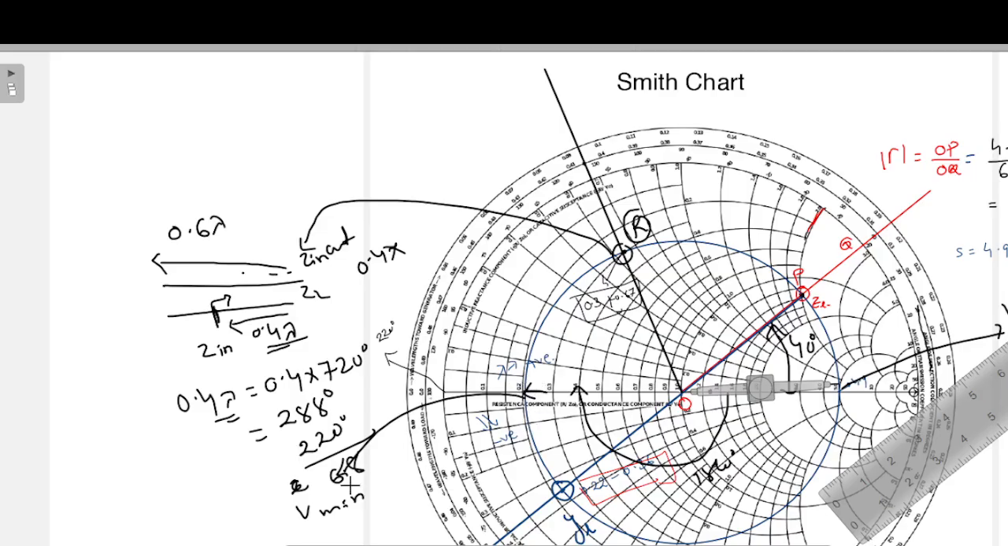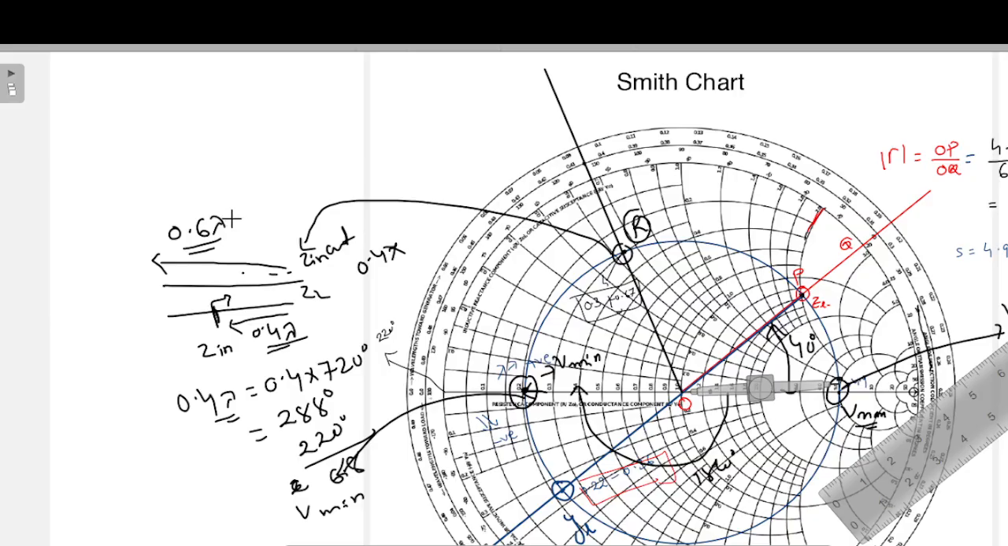Now I know this circle represents our transmission line. So the V minimum point will be here, and this point is the V max point. Now we need to know the distance of this Vmax point on the transmission line from the load. Before that, we need to know that 0.6 lambda means how much degree of rotation.